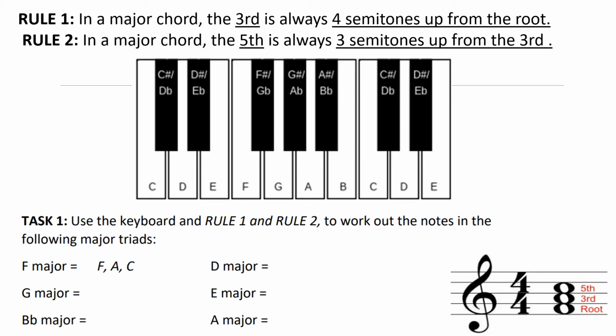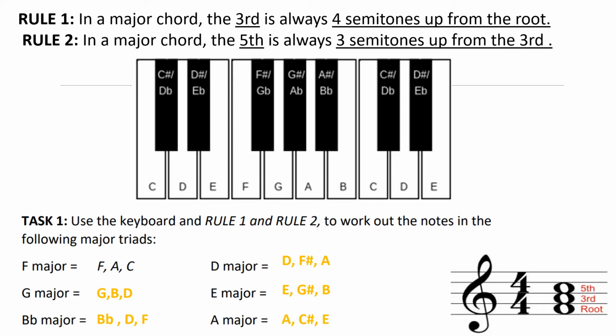So here are the answers. So for G major, I start with G because it's my root. I move up 4 semitones, G sharp, A sharp, B would be my third. From B, I move up 3 semitones, so C, C sharp, and D. So my answer for G major is G, B, D. B flat major, D major, E major, A major. Pause it so you can mark your work.